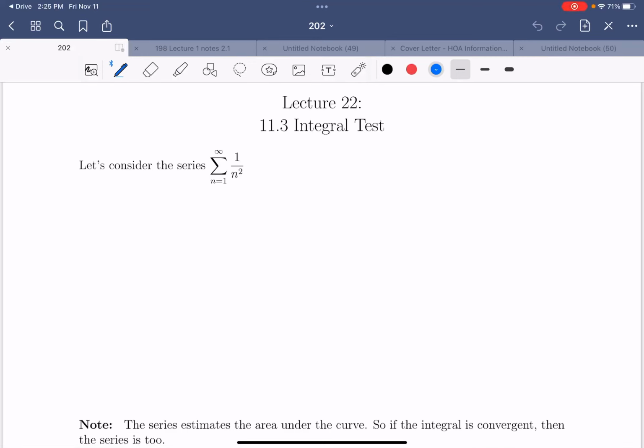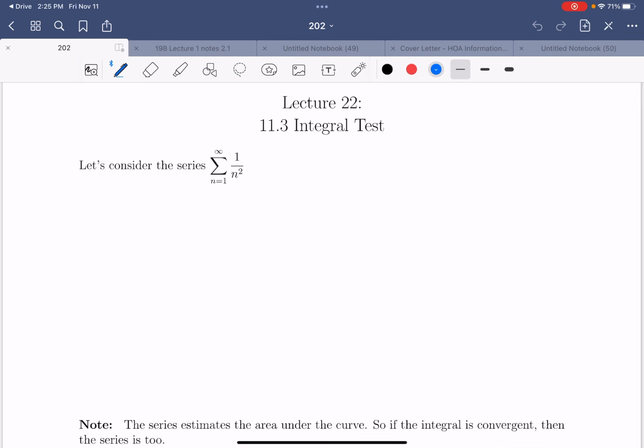Hi all, this is lecture 22 on section 11.3 on the integral test. So we're going to continue on our journey on trying to identify how we can determine convergence for series. So far we know what to do with a harmonic series, with a geometric series, and with a telescoping series. What we don't know what to do is with everything else.